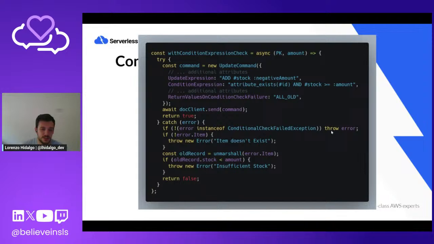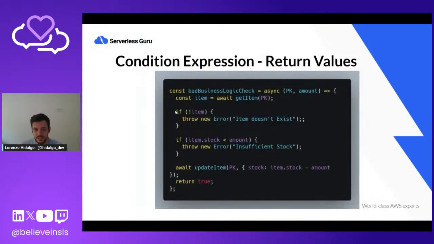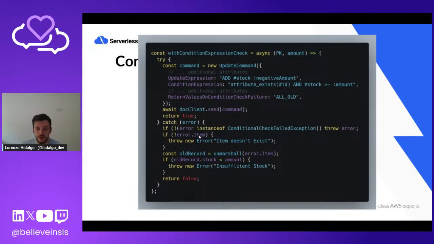We know it's something different. I probably messed up and provisioned DynamoDB incorrectly, or I just had some attribute mistyped here. So DynamoDB failed for any other condition. Otherwise, let's check if we have the error.item. If it doesn't exist, that means the item doesn't exist. So same check we were doing here, we can do it on the response of error.item.